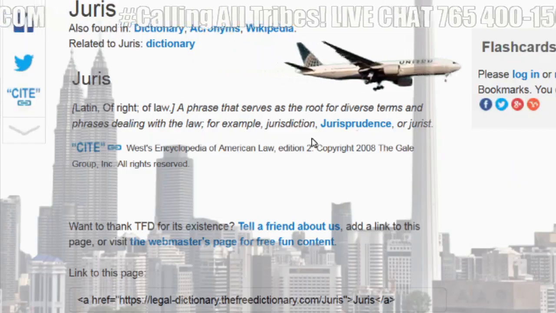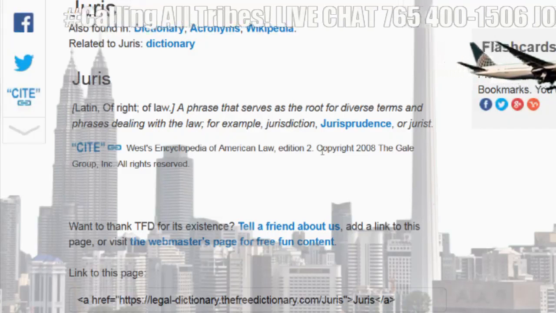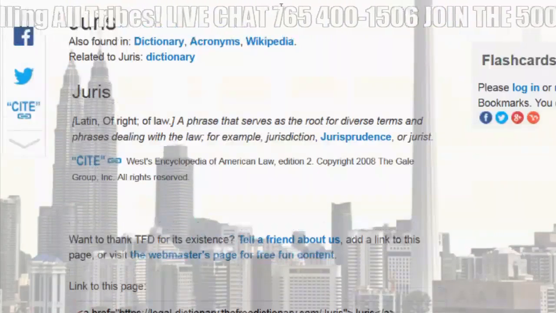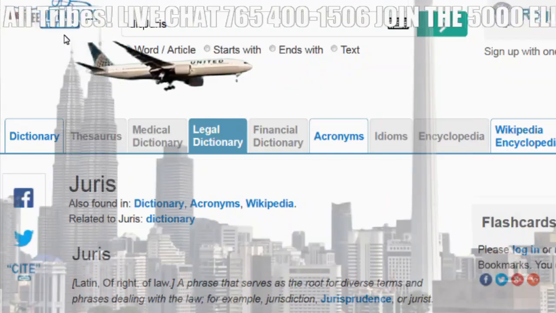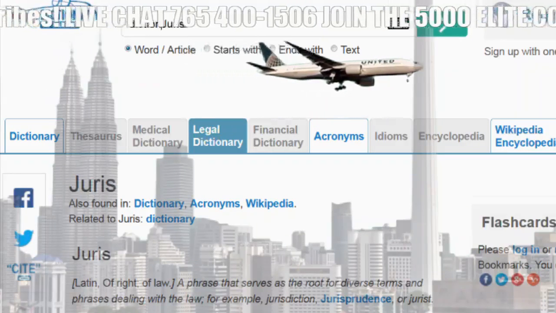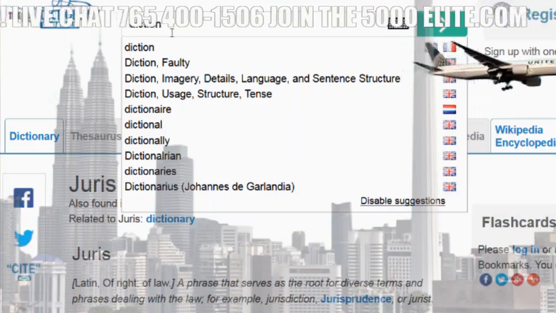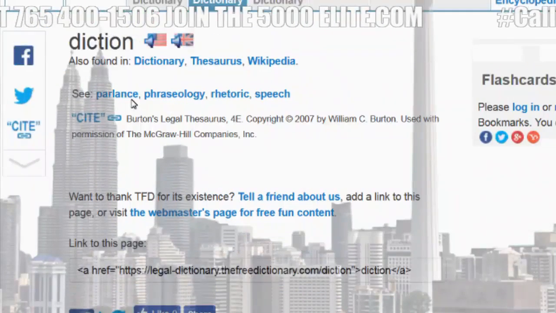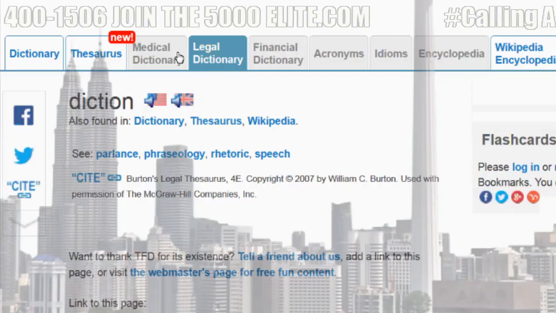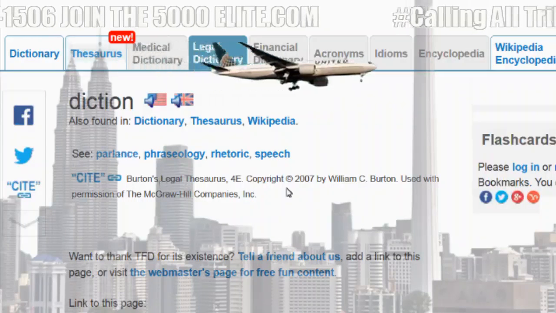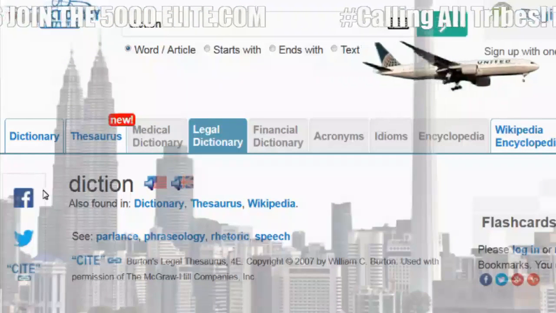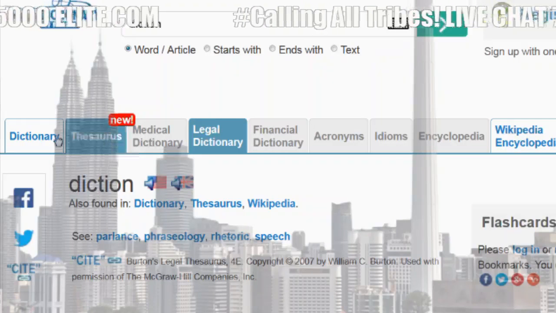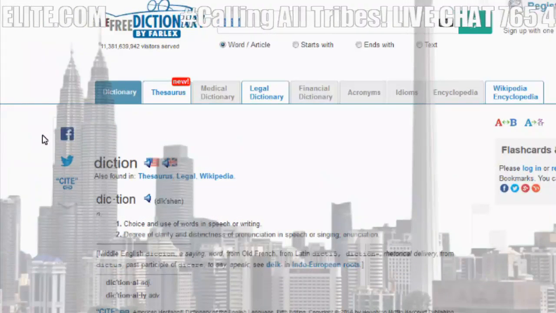But definitely, hopefully in understanding jurisdiction, when you look up diction, what does diction mean? What is diction? Let's look up diction, D-I-C-T-I-O-N, right? Also found in dictionaries and thesauruses. Burton's Legal Thesaurus has diction up there. I guess we might want to look at a dictionary, a thesaurus, and my favorite, Wikipedia, that we shall not use.